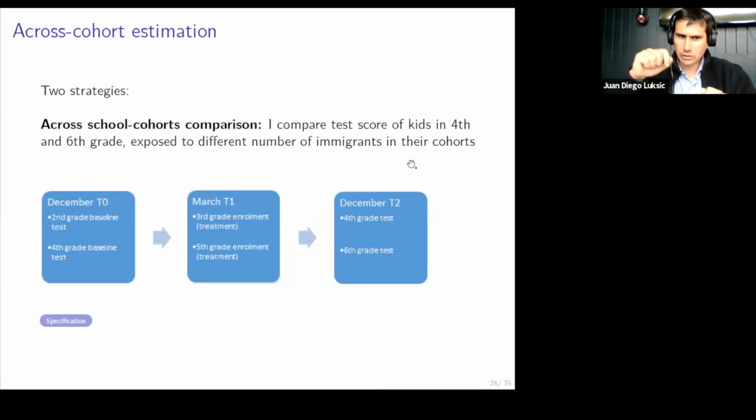No? So I do both. I do both, and what I do that is better for identification is that I compare two different school cohorts the same year because I have test scores in the same year. So I look at test scores in fourth and sixth grade at the same time when they have different levels of exposure to immigrants. No? And this is the first approach.